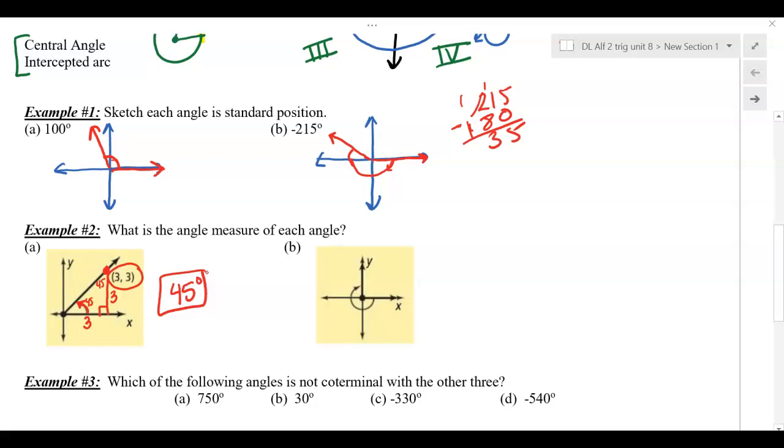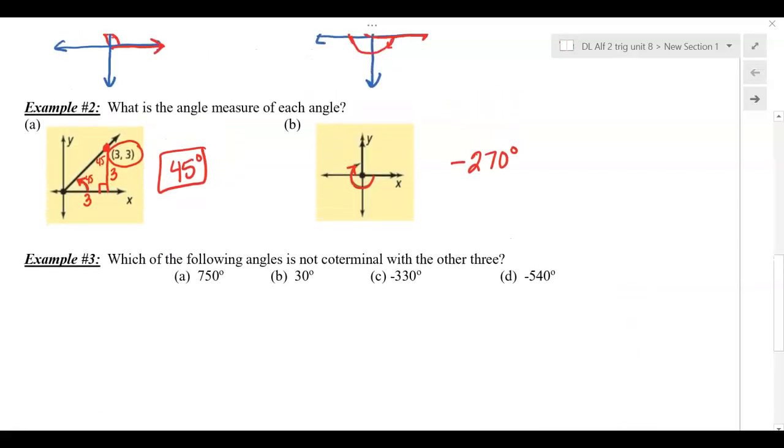For part B, notice that we are going in this direction, which means my answer is going to be negative, and it goes exactly through 3 quadrants, and each quadrant represents 90 degrees. So 3 quadrants of 90 degrees would be negative 270 degrees.